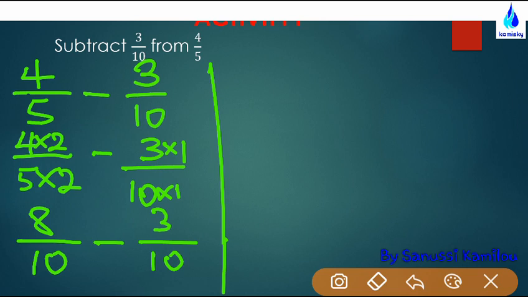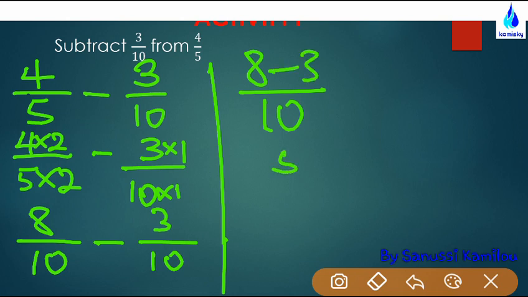So for that matter, we just subtract the top. We have renamed our fraction already. This is why we said we should rename it. So we have renamed it with the same denominators. That is our first step that they say we should go by. So now the next one will be subtraction. We should subtract, because now they are having the same denominator. We just keep the denominator and then subtract the top. 8 minus 3, what will that give me? 5 out of 10.